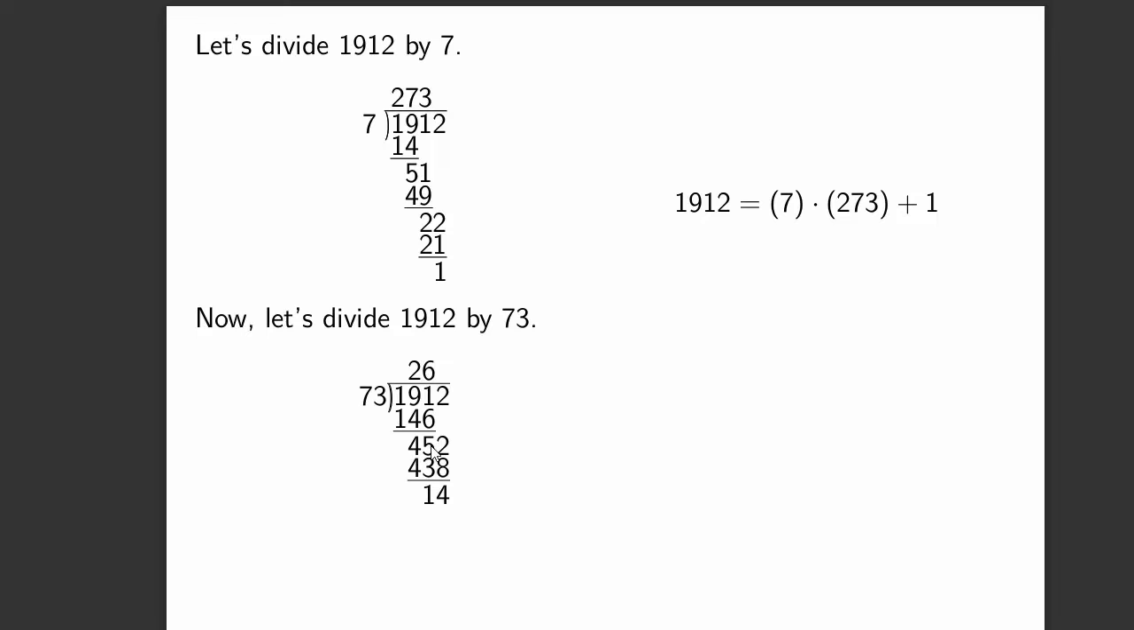We look at the first two digits, 45. Now 7 6s are 42, so we shall place 6 over here, and rather than writing just 42 over here, we shall multiply 73 by 6, and we shall get 438, and after subtracting 438 from 452, we get 14, and 14 is the remainder, which is less than 73, and our algorithm stops over here, and we write 1912 equal to 73 multiplied by 26 plus 14.